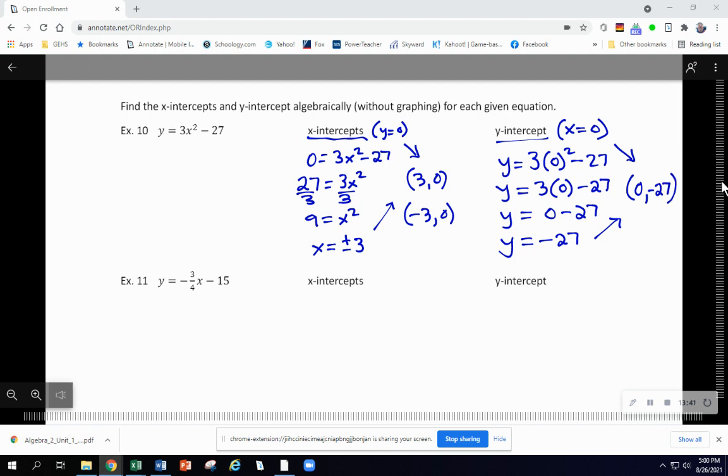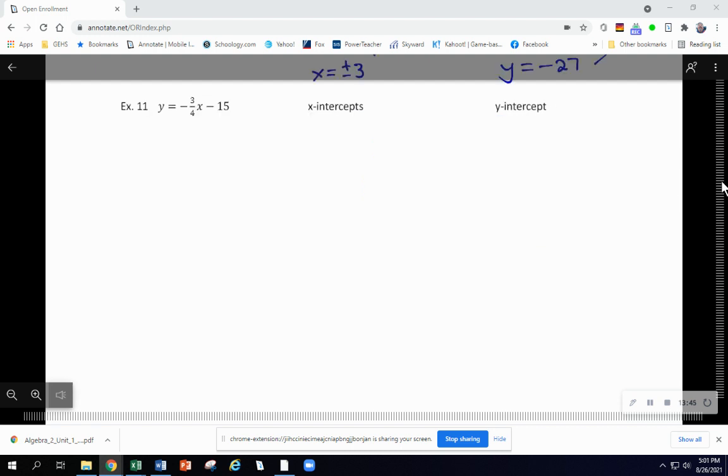Okay, I'm going to give you another example of this. You're going to set the y equal to 0 the first time, and solve. I'll add 15 to both sides. And now I'm going to get rid of the multiplying by negative 3/4, and you do that by multiplying both sides by the reciprocal.